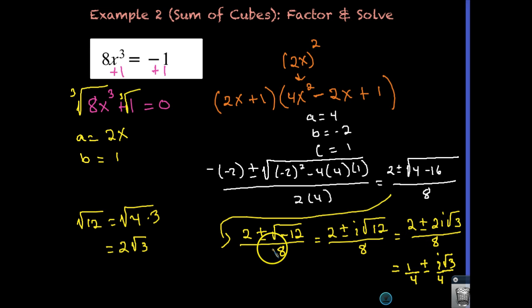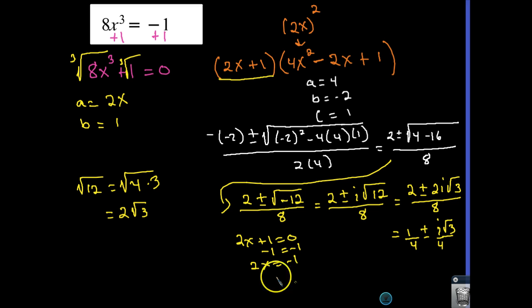Now remember, don't forget, we still have the 2x plus 1 up here that we need to solve as well. So we have 2x plus 1 equals 0. We move the 1 over and we get 2x equals negative 1. And then we would just need to divide by 2 to solve for x. So x is equal to negative 1/2.